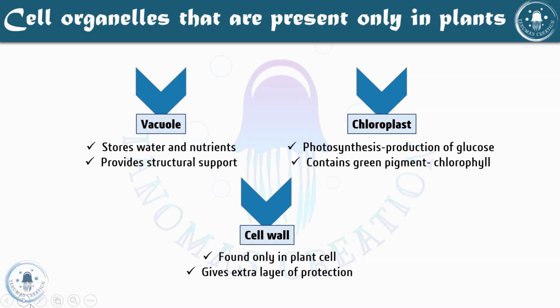So these were the cell organelles that are common in eukaryotic cells, that is, in plants and animals. The bacterial cell organelles will be covered in our next video.